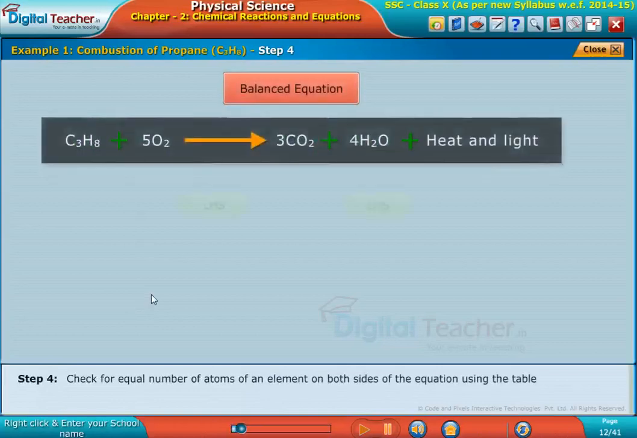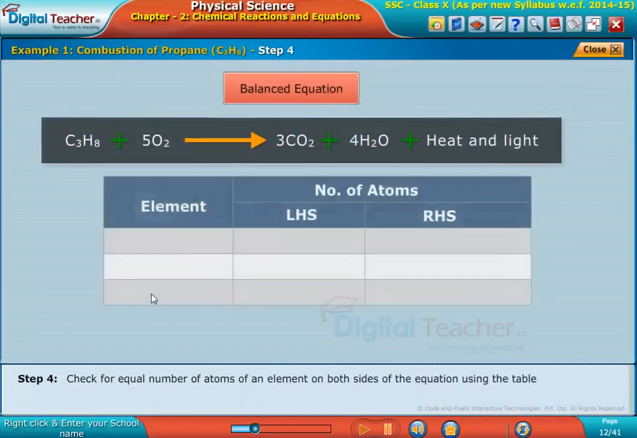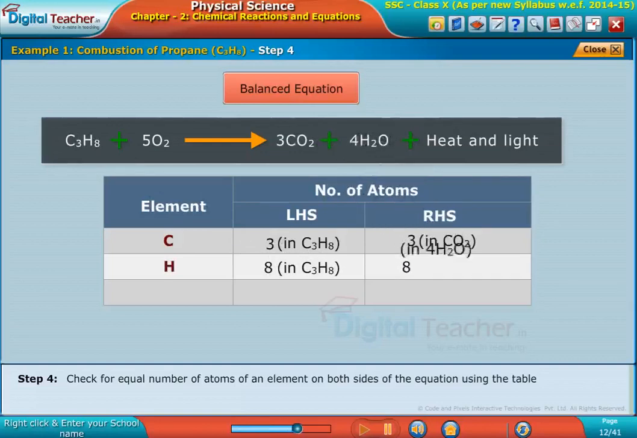Step 4. Check for equal number of atoms of an element on both sides of the equation using the table. Let us learn to balance another chemical equation.